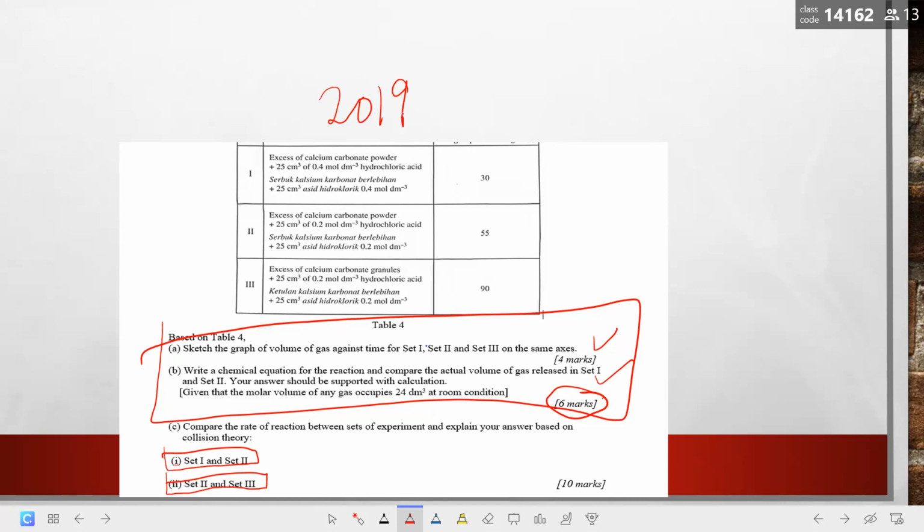Yeah, the concentration. Excellent. Here my set 1, set 2 is concentration. Who can spot for me the difference between set 2 and set 3? Size. Very good, size.